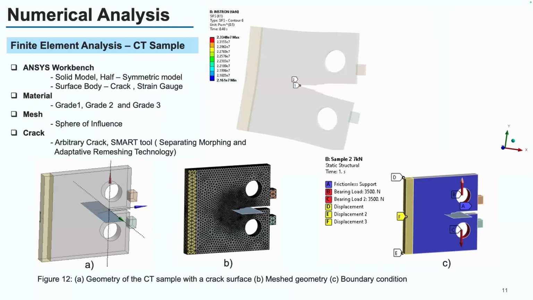So for the meshing technique, to be more precise at the crack tip, I used the sphere of influence method. And the crack is an arbitrary crack with the Smart tool, which is a nicer update from ANSYS that automatically measures as the crack propagates around the crack tip. And for the loading conditions, say if I'm doing my load at 9 kilonewton, then I apply equal loads and the displacement conditions. And that's the video of my variation of stress intensity factor in the sample.